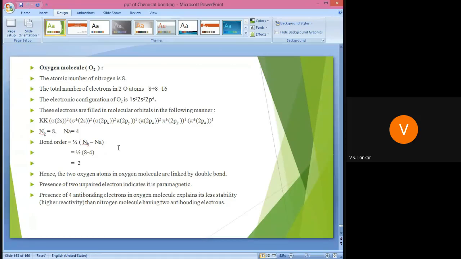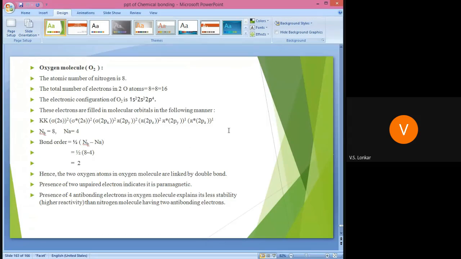Just see the formula: bond order equals half of (Nb minus Na). Half of (8 minus 4), we get the answer 2. It means that the value of the bond order is 2. It means that in the oxygen molecule, the 2 oxygen atoms are linked by a double covalent bond. Got it? And in pi star 2py1 and pi star 2pz1, there is one unpaired electron each, which means 2 unpaired electrons are present. Therefore it is paramagnetic in nature.